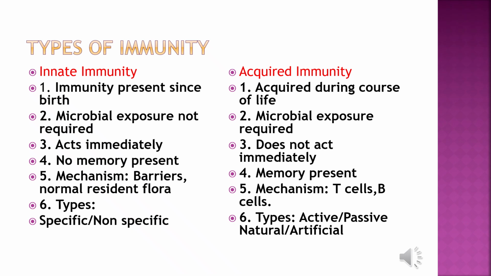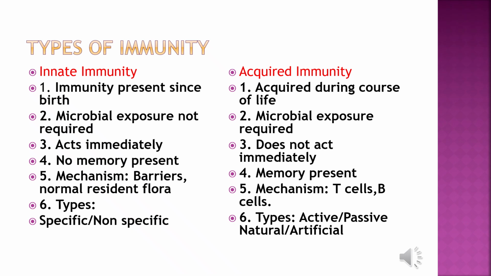Innate immunity is present since birth, microbial exposure is not required, it acts immediately, no memory is present, and the mechanism can be barriers like anatomical barriers, physiological barriers, or secretory products in the body and normal resident flora which protect from the pathogenic organisms. And it is divided into two types, specific and non-specific immunity.